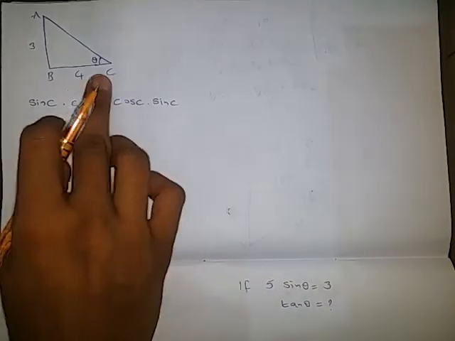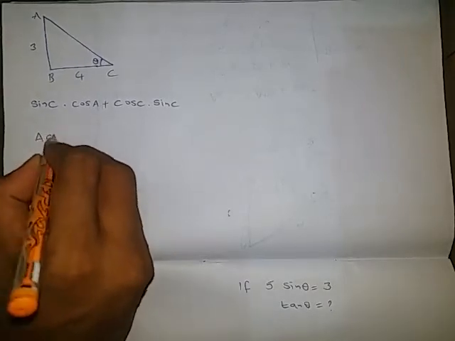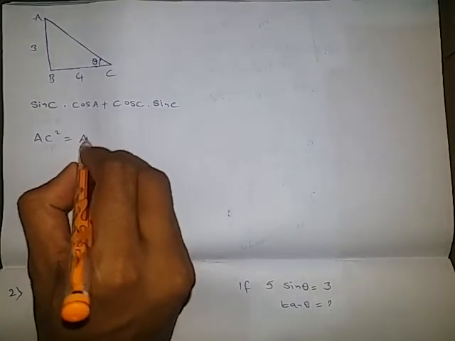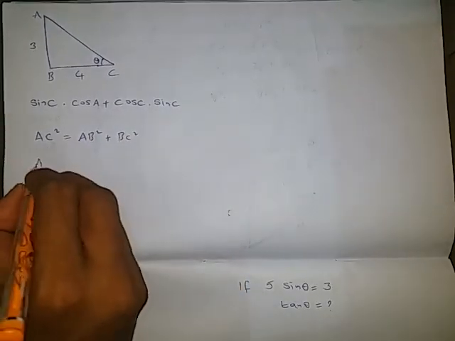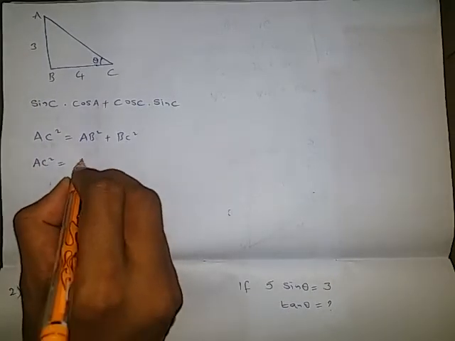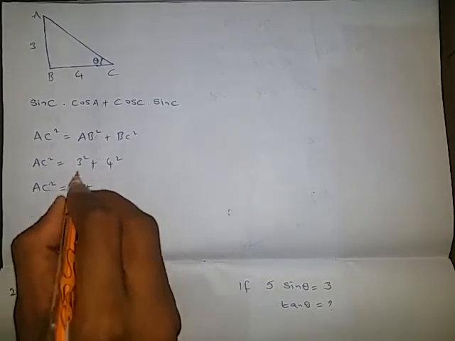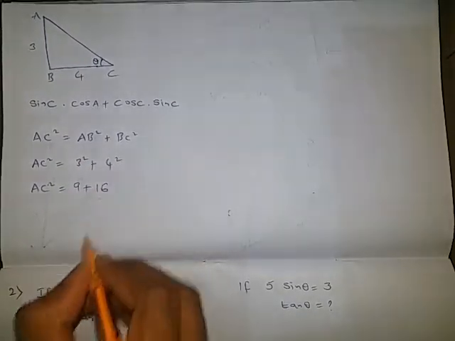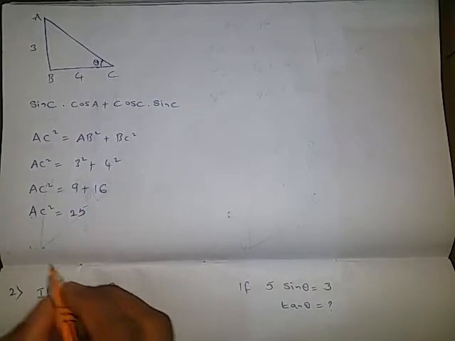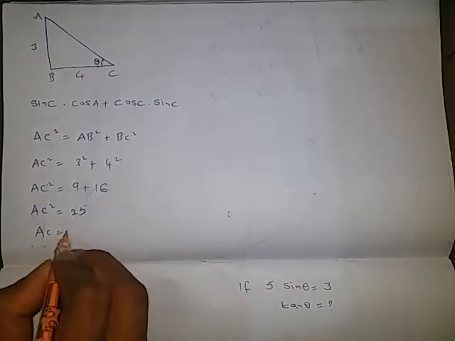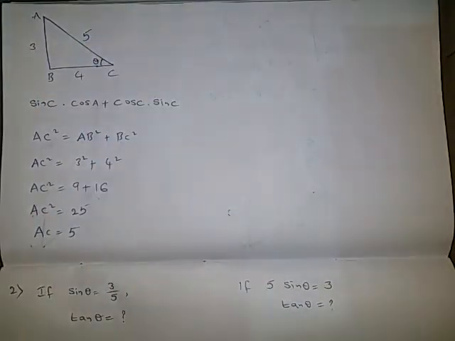So now first let us find out the AC value. Again same, apply the Pythagoras theorem. Hypotenuse square is equals to first side square plus second side square. AC we don't know, so as it is AC square. AB value is 3, so 3 square plus BC is 4 square. AC square is equals to 3 square is 9 plus 4 square 16. AC square is equals to 9 plus 16, 25. AC square is 25, then AC value will be 5 units. So here the AC, nothing but the hypotenuse, is 5.